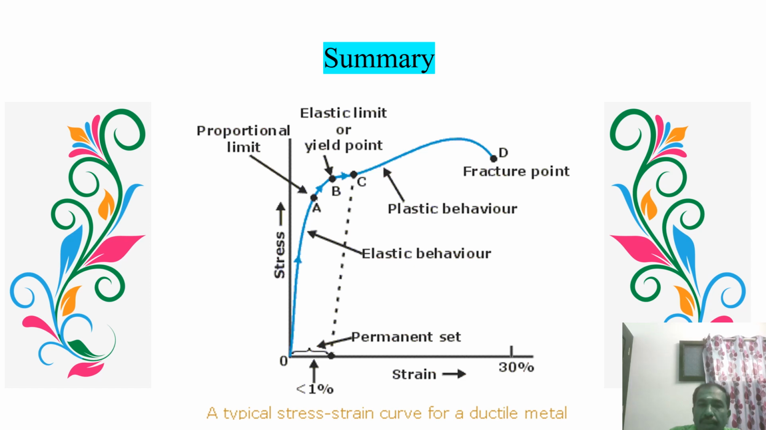After that elastic limit, the increase in strain is comparatively small. If the stress keeps increasing, the material behaves in a plastic way. At some point, called the fracture point, the material breaks. So this whole behavior of the material is explained in a single graphical representation in this way.